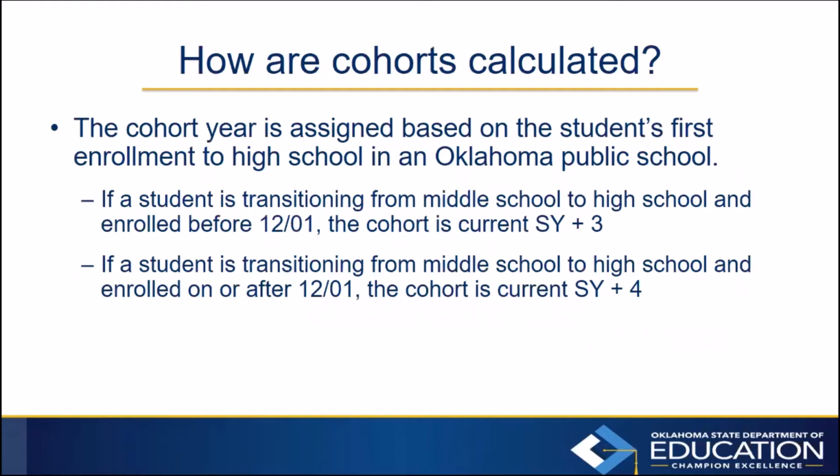The cohort year is assigned based on the student's first enrollment to high school in an Oklahoma public school. As a reminder, if a student is transitioning from middle school to high school and enrolled before 12/01, the cohort year is the current school year plus 3. If a student is transitioning from middle school to high school and enrolled on or after 12/1, the cohort is the current school year plus 4.